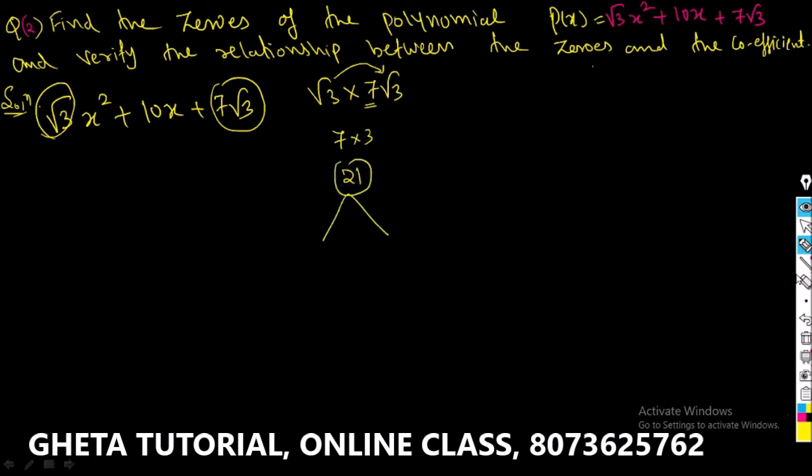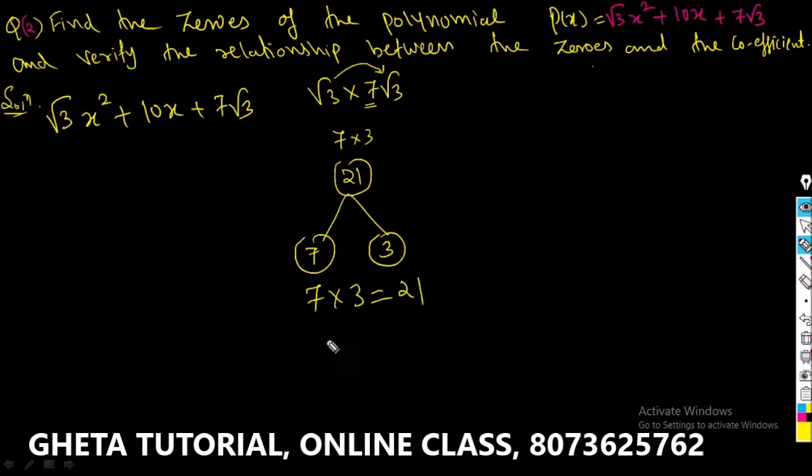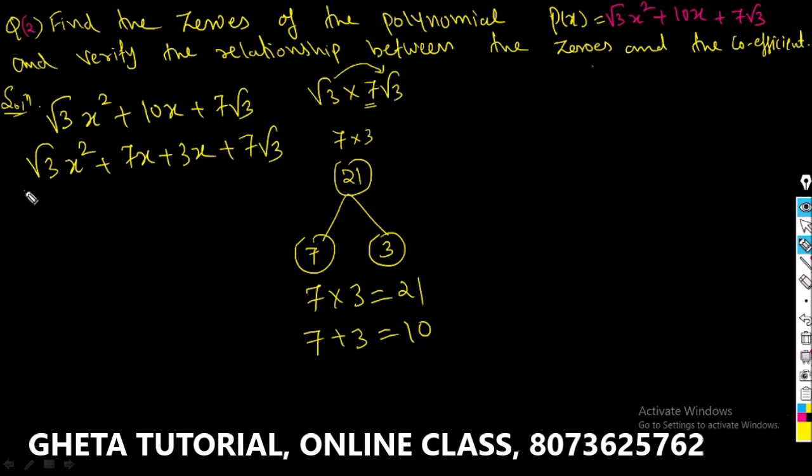So we have to find two numbers which, when multiplied, give 21, and when added give 10x. It is very simple, I think. 7 into 3 is 21, and 7 plus 3 is equal to 10. So we get root 3x square plus 7x plus 3x plus 7 root 3. Now we take the common factor from the first two terms: x is common, and the remaining inside the bracket is root 3x plus 7. For the second term, first write the root value: root 3x plus 7.